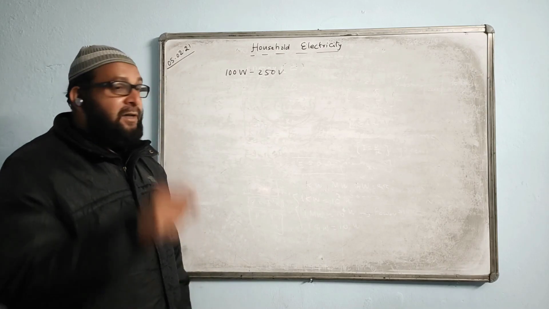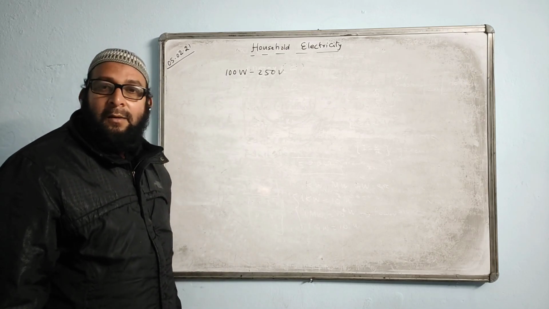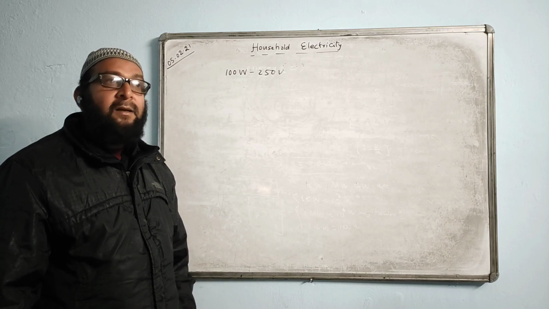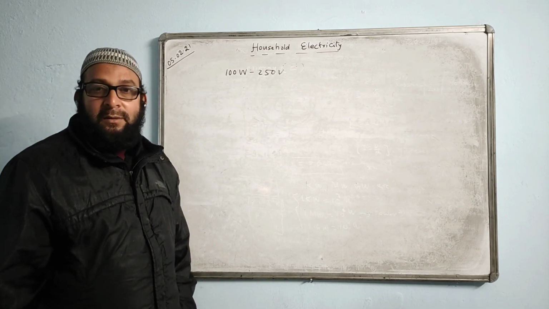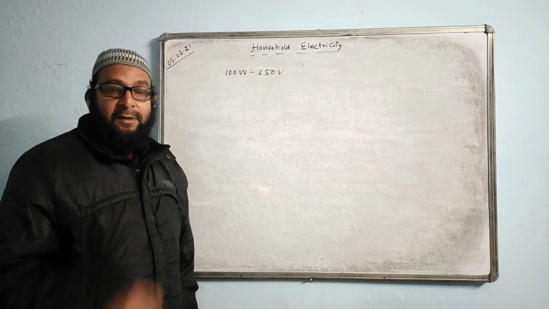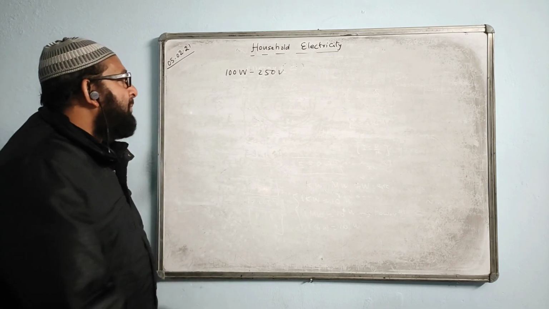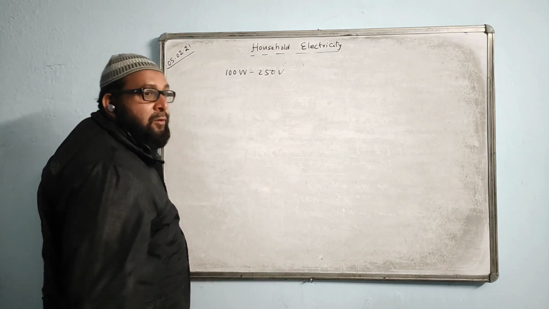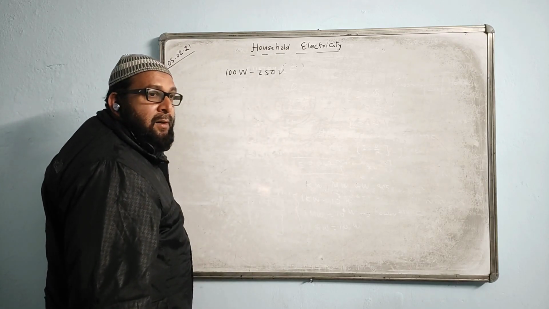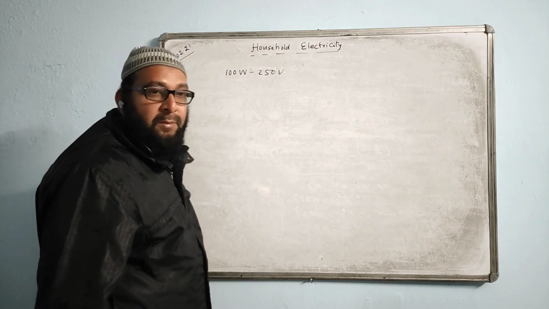If a bulb is rated or marked 100 watt dash 250 volt, what is the meaning of this statement? It is all about the bulb. The bulb can withstand, can tolerate, a maximum voltage of 250 volt. It can bear a maximum voltage of 250 volt, and at this voltage it will consume a power of 100 watt. This is the meaning of this statement.